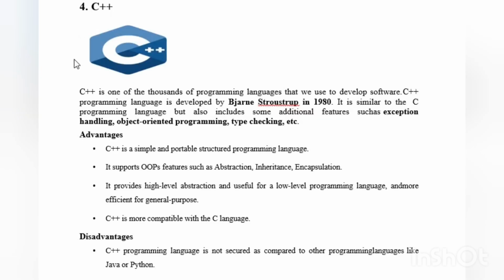C++ is one of the thousands of programming languages that we use to develop software programs. It is used to perform some additional features such as exception handling, object-oriented programming, type checking, etc. It is a simple and portable structured programming language. It uses OOPS features such as abstraction, inheritance, and encapsulation. It provides high-level abstraction, is useful for low-level programming, and is more efficient for general purpose. It is more compatible with C language. Disadvantages: it is not as secure as other programming languages like Java and Python.